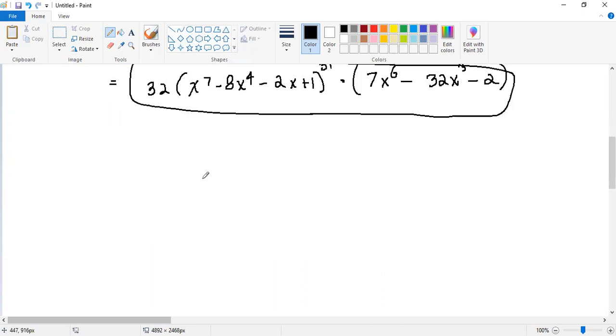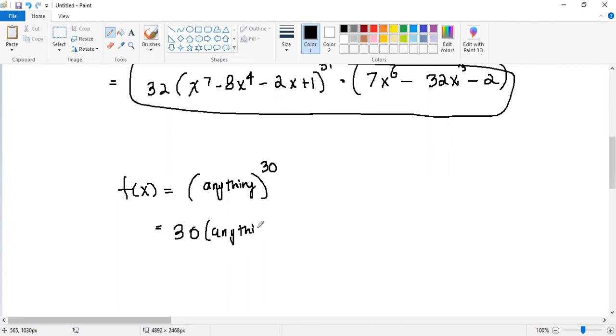So essentially, if you have anything, let's say to the 30, then if f of x equals anything to the 30, then your answer is 30 anything to the 29th times the derivative of anything. So this would be in your answer, and then once you take the derivative of this, you would include that in your answer.